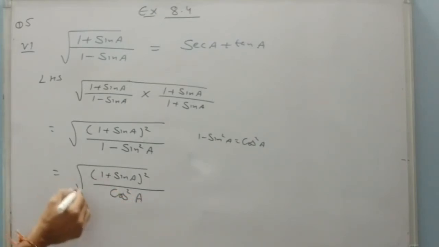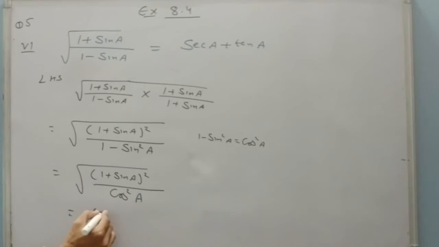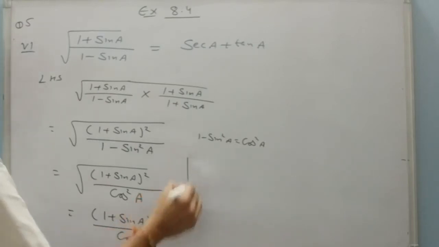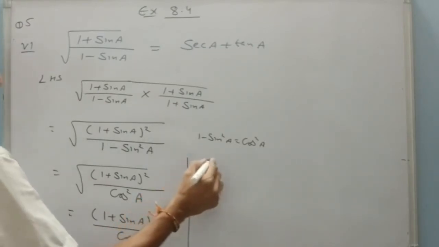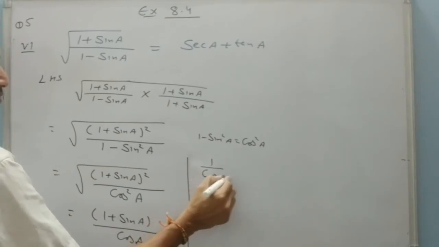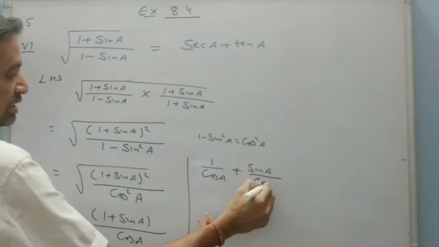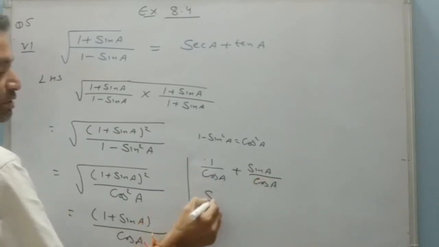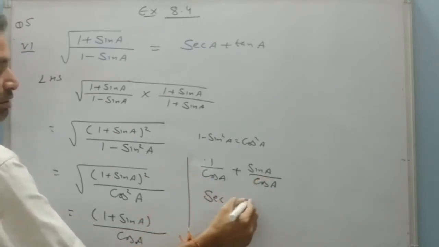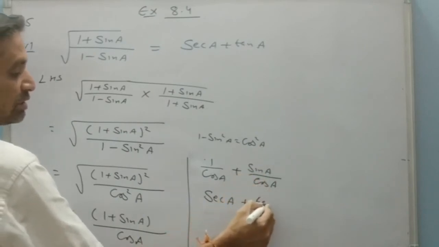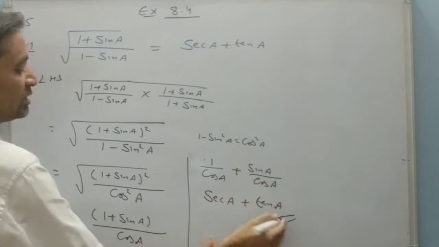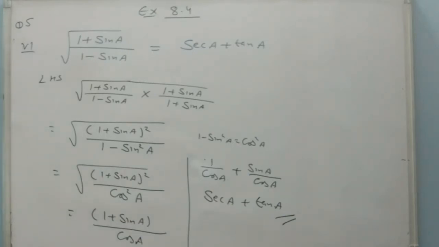Now due to the root, the upper part becomes 1 plus sine A. Similarly, the lower part becomes cos A. Putting cos first, it is 1 upon cos A plus sine A upon cos A. 1 upon cos A is sec A and sine upon cos is tan A. I hope you learned the formulas so you know how it is. Hence, it is RHS.